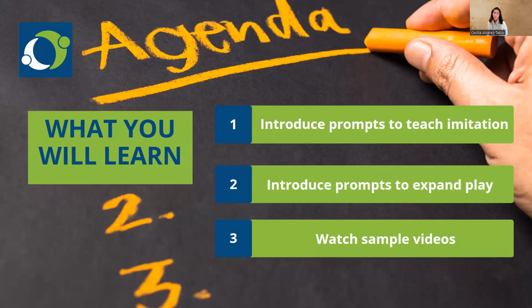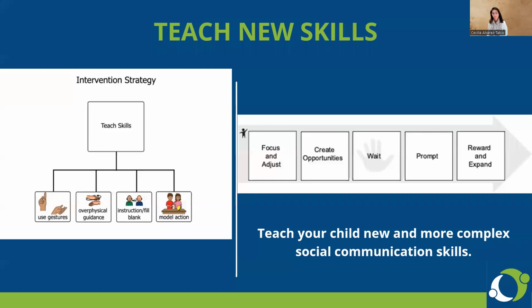This week, we're going to start learning about how to use prompts to teach new skills. For this week, we'll just focus on using prompts for imitation and for expanding play. So now you're going to begin your interaction the same way you have already learned, by using focus on your child and adjust your communication, and then moving to create opportunities if your child doesn't initiate independently or if you need to get his or her attention.